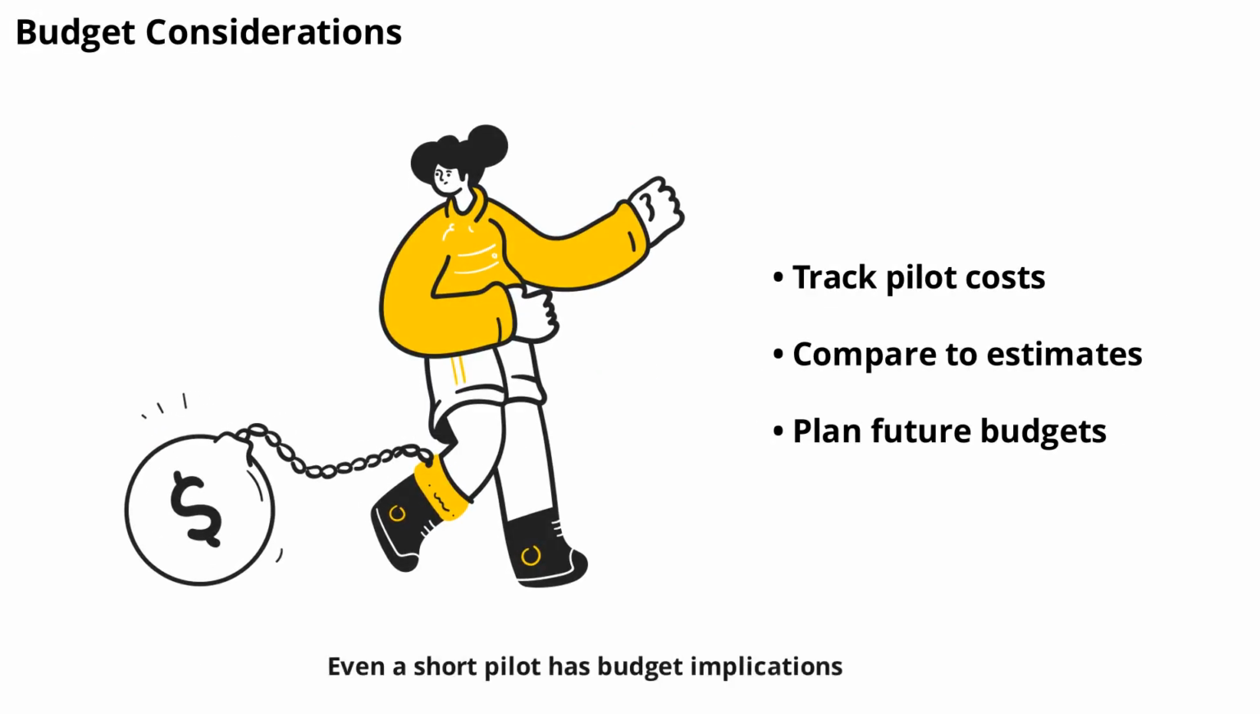Even a short pilot has budget implications. Track costs for software licenses, training, and resource time. Compare actual spending to your initial estimates. Use this data to plan for a full rollout and justify further investment. Transparent budgeting helps build trust with stakeholders and ensures financial accountability.